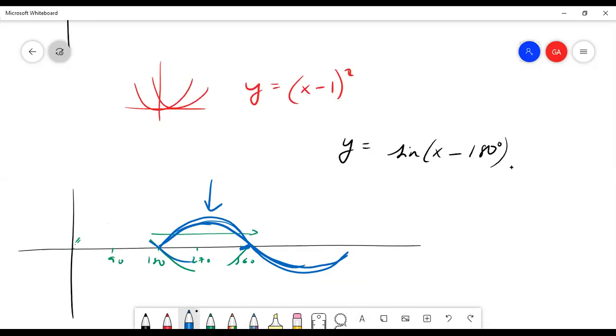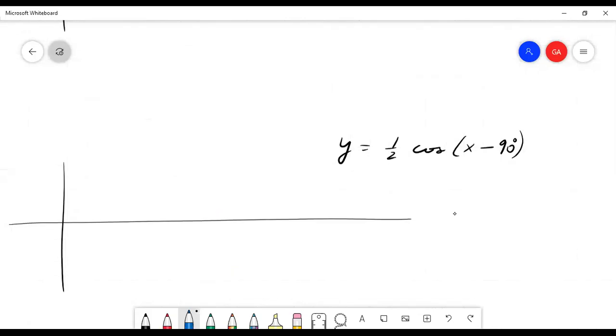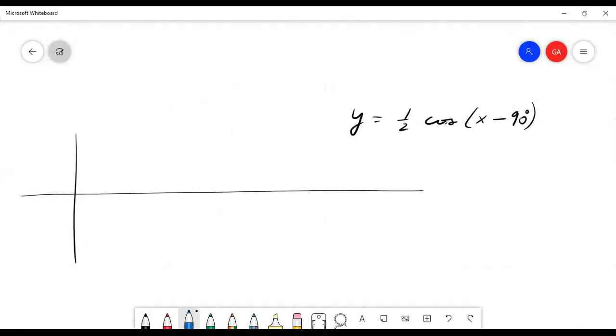Okay, great. So you have this sense of shift and we have the sense of stretch. Now let's put this together. What does this look like? Anyone? Let's go swimming in math. Can anyone tell me what this looks like? There are 2 things going on, right? To the right 90 degrees. Yes, very good. So my original cosine graph looks like this.